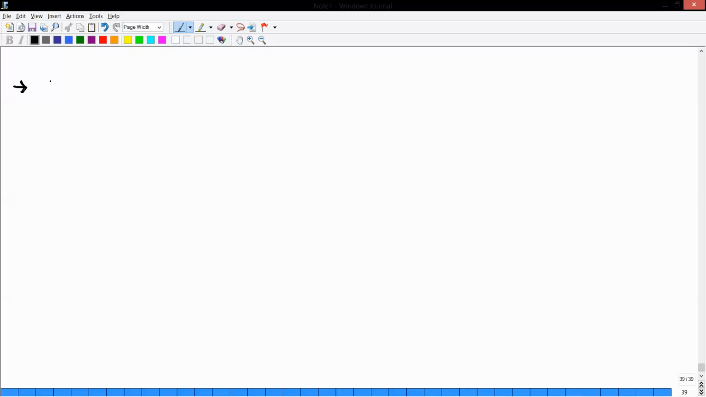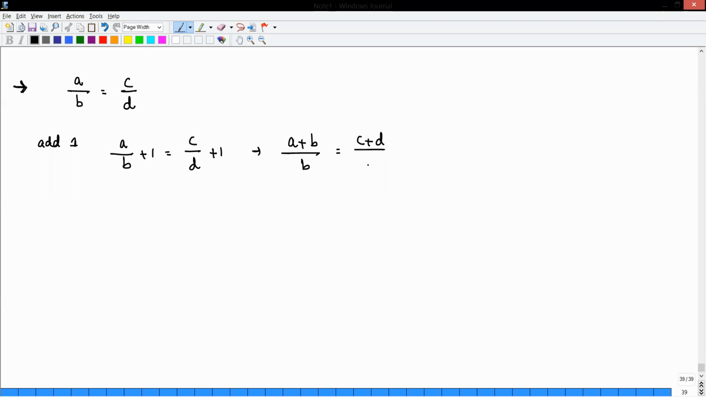Then you have sums based on componendo and dividendo. A by B, if you have equal to C by D, add 1 on both sides. You'll be getting A plus B by B equals C plus D by D. You call it componendo, adding 1. You subtract 1, call it dividendo.